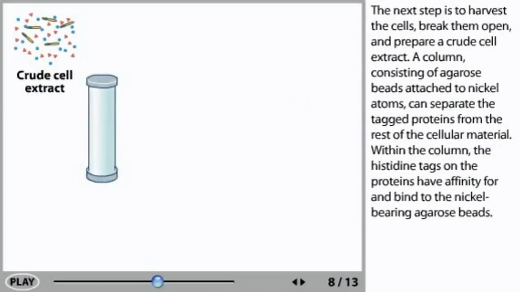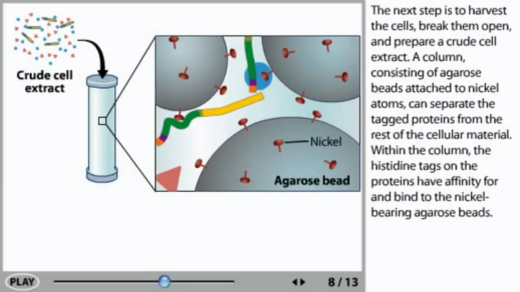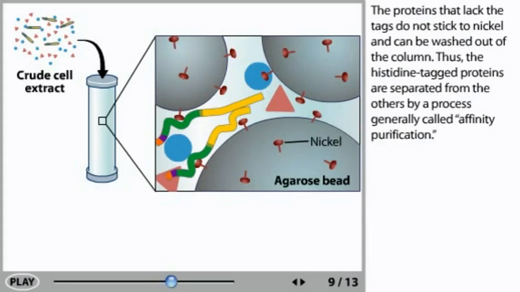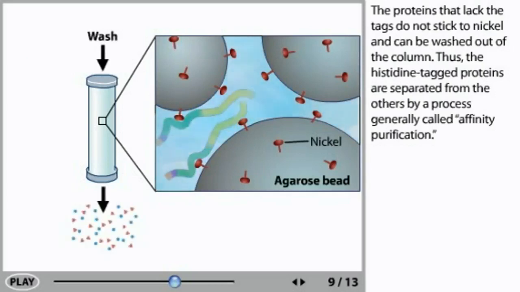A column consisting of agarose beads attached to nickel atoms can separate the tagged proteins from the rest of the cellular material. Within the column, the histidine tags on the proteins have affinity for and bind to the nickel-bearing agarose beads. The proteins that lack the tags do not stick to nickel and can be washed out of the column. Thus, the histidine-tagged proteins are separated from the others by a process generally called affinity purification.